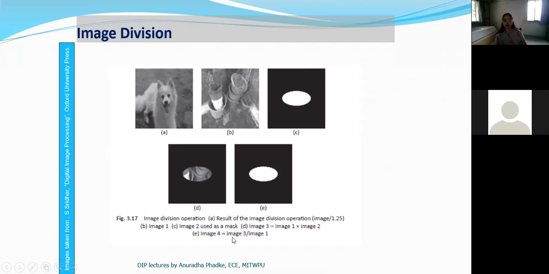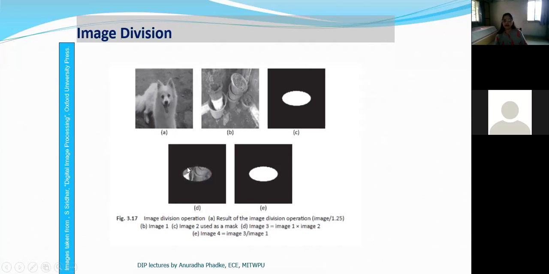This image is obtained by dividing image 3, that is result D, by the original image. Image 3, the image from figure D, divided by this particular image from image B gives you this result. So how are we getting this result? In image D, outside the ellipse, we have all 0 values. 0 divided by any number, of course, will give us result 0. So outside the ellipse, we are getting 0.